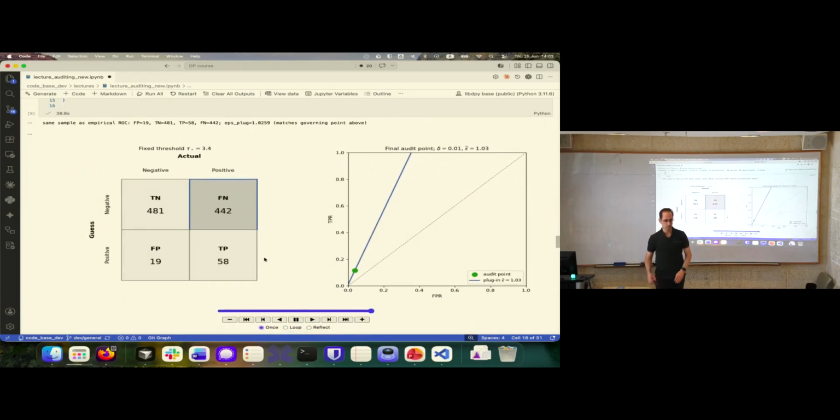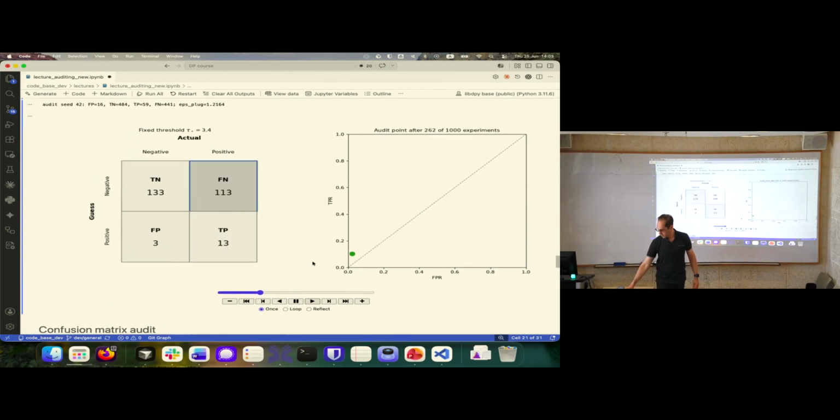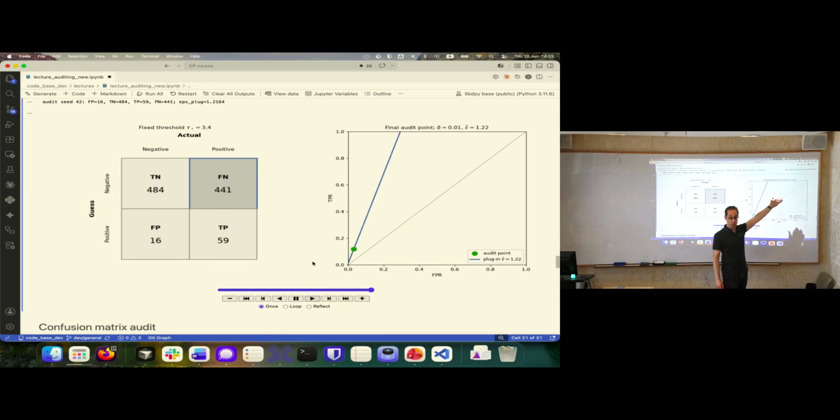Okay, so just a reminder, we ran an experiment for a particular threshold and a particular pair of distributions, and these are the numbers we got, and that corresponded to an estimated epsilon of 1.03. Okay, but then we can run the experiment again, and of course we would get a different set of outcomes, and we end up with some other epsilon, 1.22, much higher.